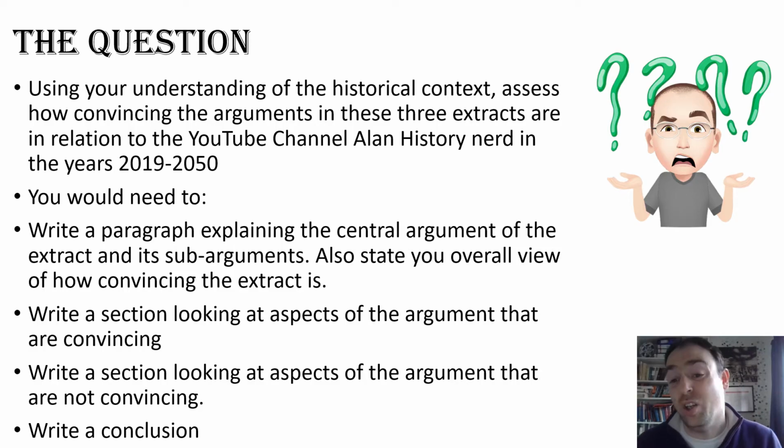So the question for this extract would have been, using your understanding of historical context, assess how convincing the arguments in these three extracts are in relation to the YouTube channel Alan History Nerd in the years 2019 to 2050. So as in with all Unit 1 questions, the question must cover at least 20 years. So this one we're covering 31, so we've met the rubric on that one. Now, what you're going to do when answering one of these questions, and this is my suggestion, so there are obviously other ways of doing it, but this is how I would suggest is a good way of doing it.